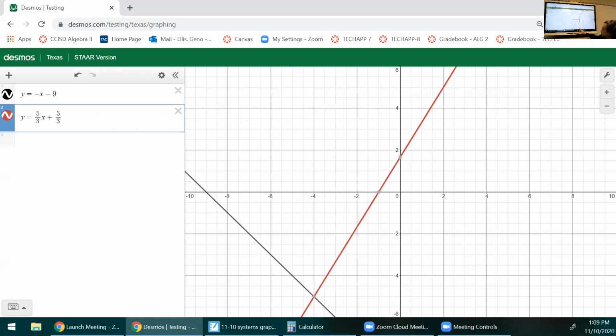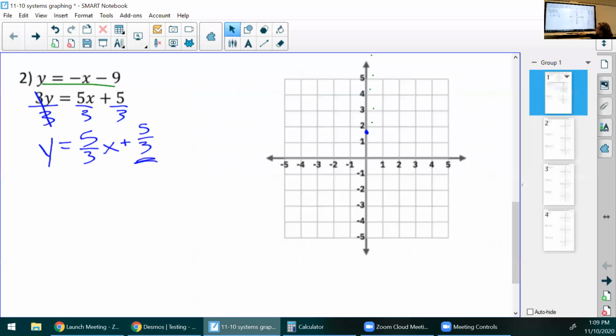And we will see, there it is. Where do they meet? Right here, -4, -5. Okay, don't forget, -4, -5. So let's plot our point there. So that should be our answer.